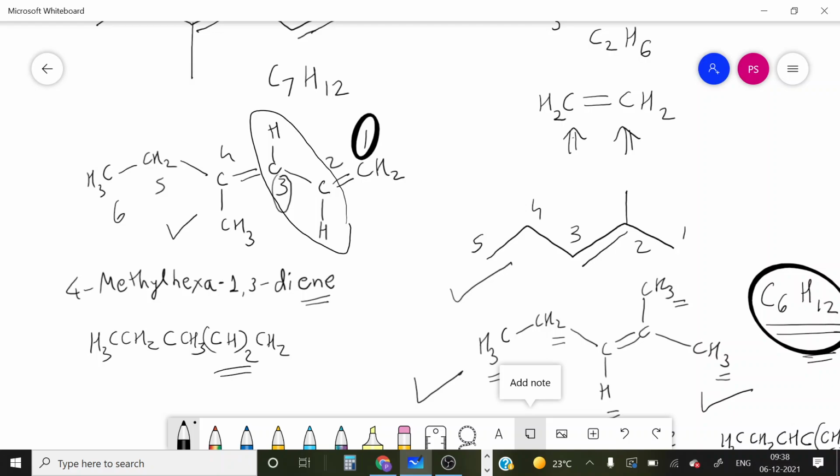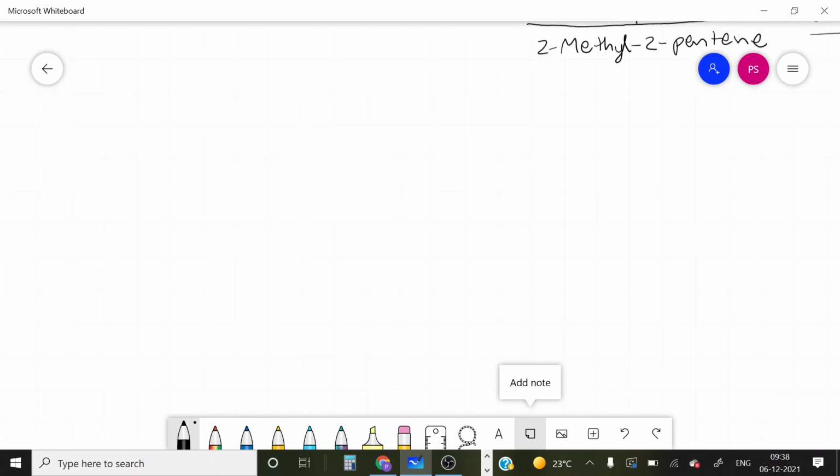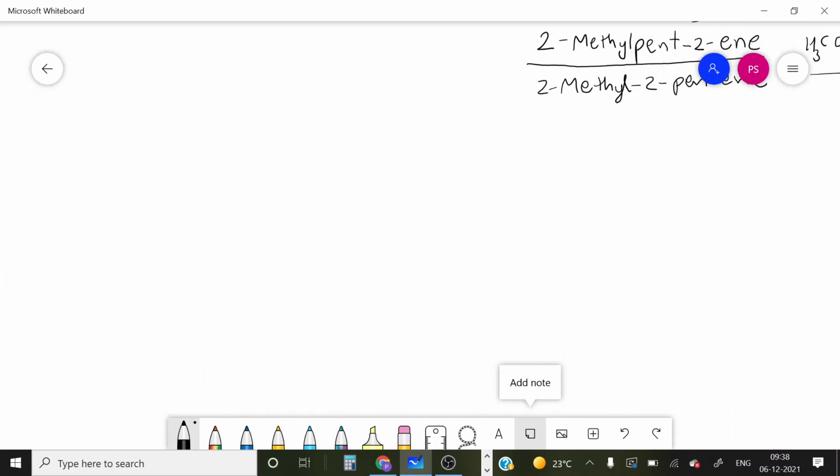It is not CH2, it is CH2 2 times. Okay, this is the condensed formula. Now I am going to write one condensed formula and you tell me the structure. Okay, (CH3)3C-CH=CH2, or I will make it easy, CH CH2. Now you tell me the structure of this compound.